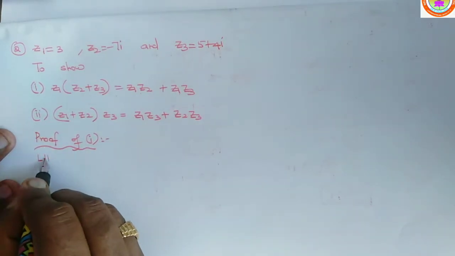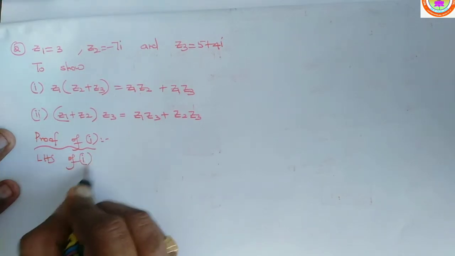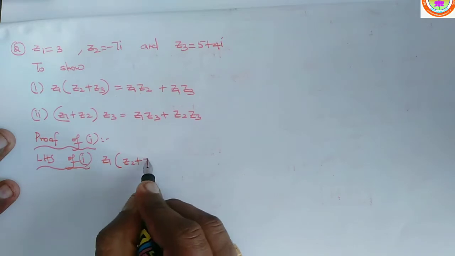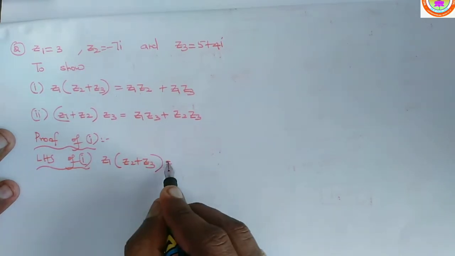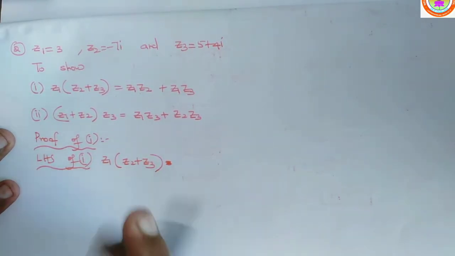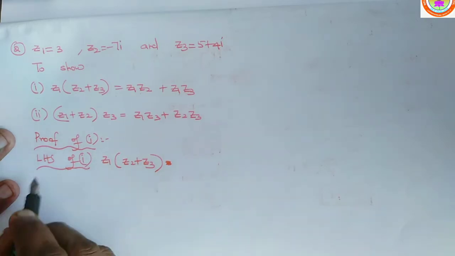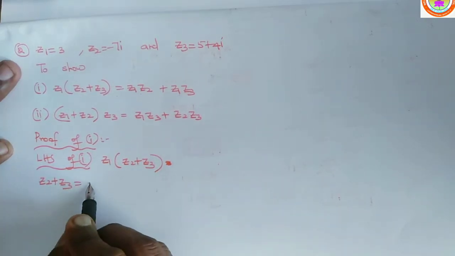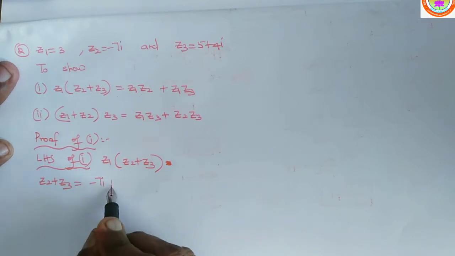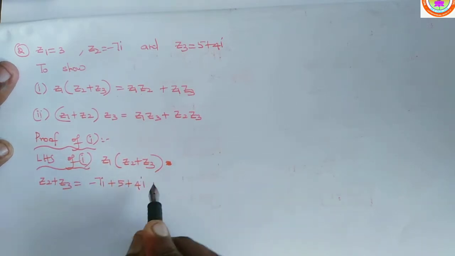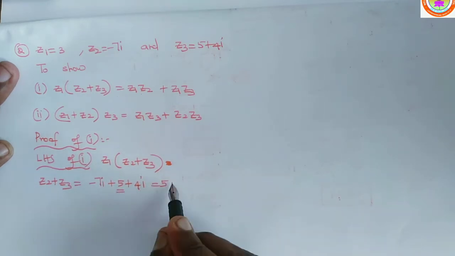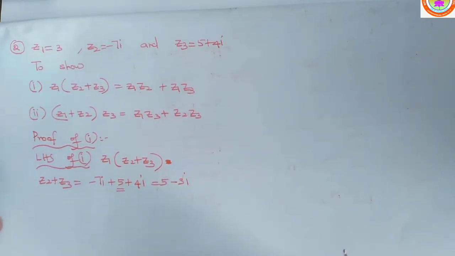First we will see the LHS of subdivision 1: z1 into (z2 plus z3). This is the LHS. First we need to write the bracket z2 plus z3. What is z2? Minus 7i. z3 is 5 plus 4i. We know the real part is 5 alone. The imaginary part is minus 7 plus 4, which gives us 5 minus 3i.